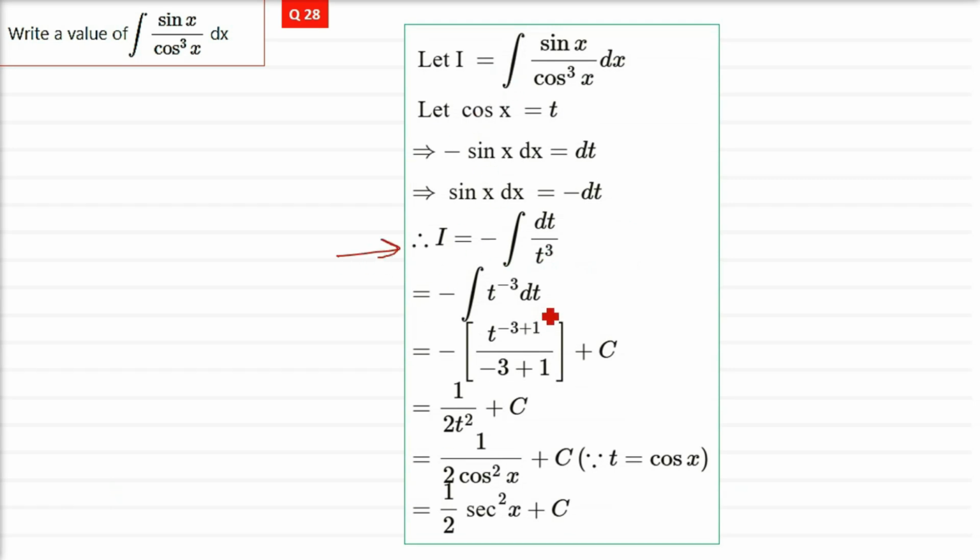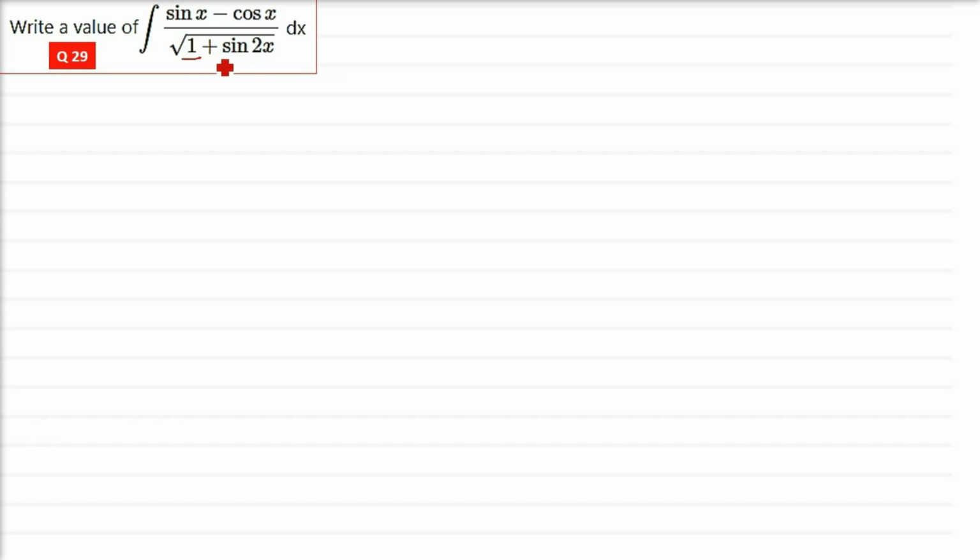All these have to be followed. Now sin x minus cos x by under root 1 plus sin 2x. This kind of question we have already attempted and done. So 1 plus sin 2x. 1 can be written as sin square x plus cos square x. Sin 2x can be written as 2 sin x cos x. That will be a square. Square will get cancelled. And that can be sin x minus cos x. If you take the denominator, numerator will come automatically.